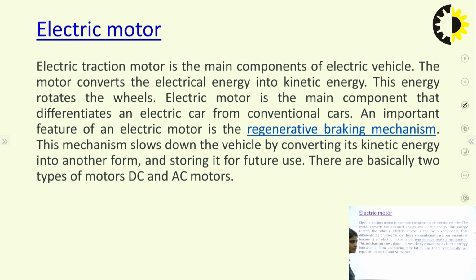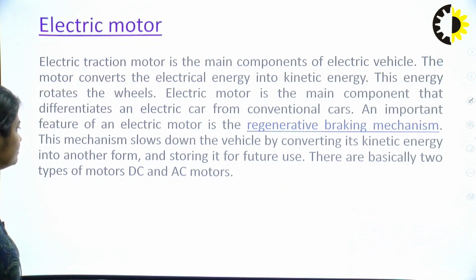So that regenerative braking can be utilized to charge the battery also. This mechanism slows down the vehicle by converting its kinetic energy into another form of electrical energy or storing it for future use. And there are two types of motor, DC or AC, that can be used, right?